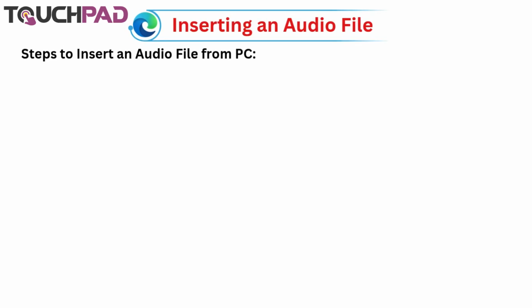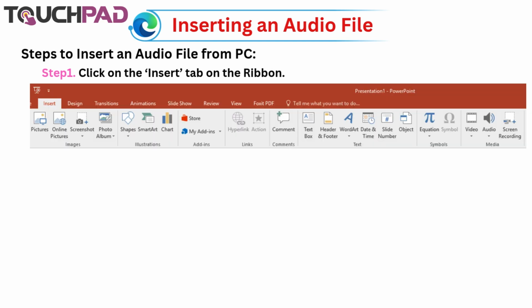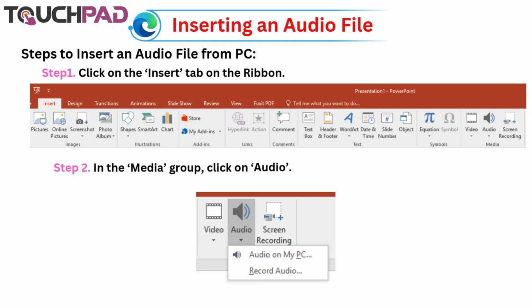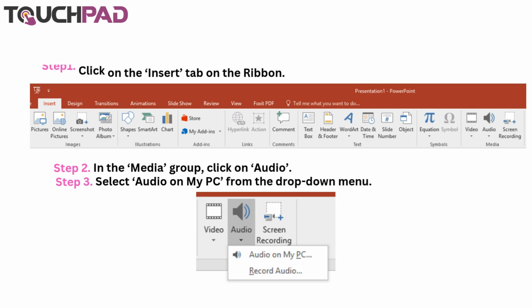Steps to insert an audio file from PC. Step 1. Click on the Insert tab on the ribbon. Step 2. In the Media group, click on Audio. Step 3. Select Audio on my PC from the drop-down menu.